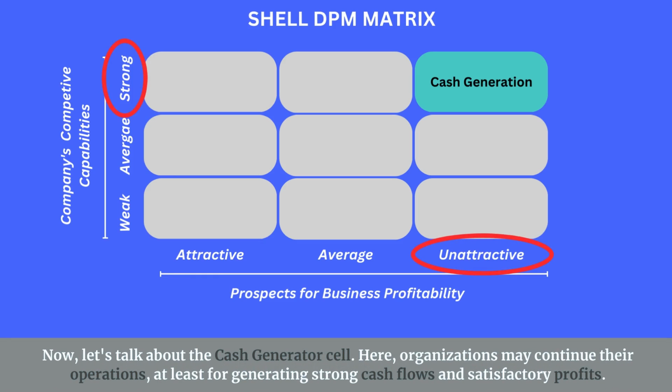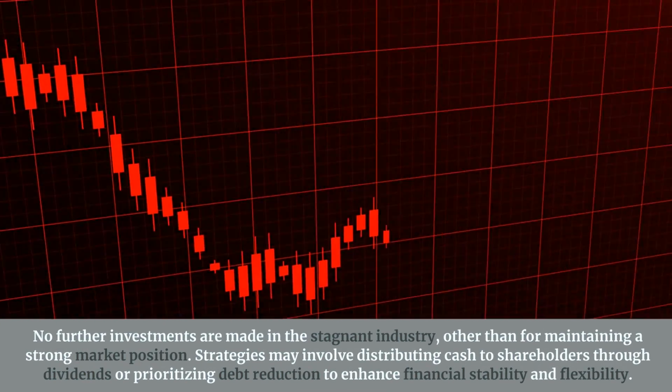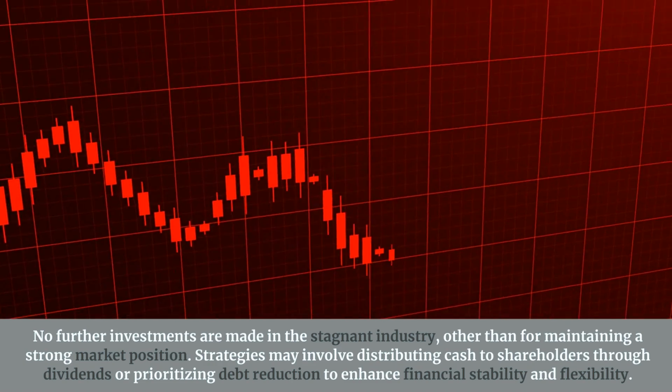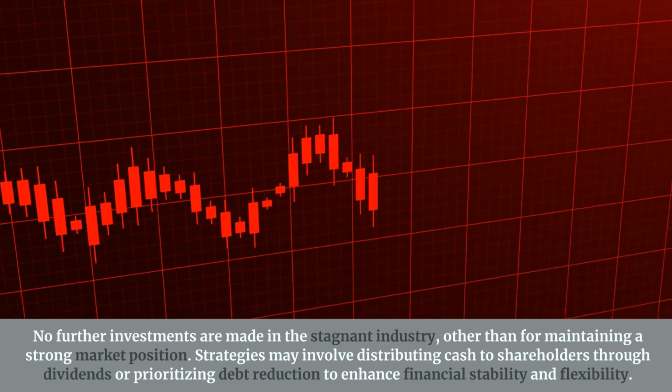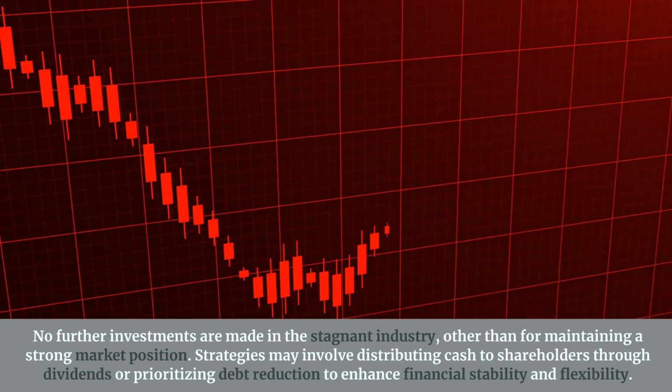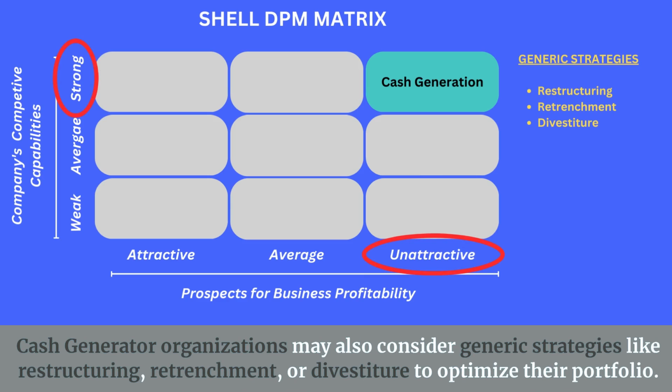Now, let's talk about the cash generator cell. Here, organizations may continue their operations, at least for generating strong cash flows and satisfactory profits. No further investments are made in the stagnant industry, other than for maintaining a strong market position. Strategies may involve distributing cash to shareholders through dividends or prioritizing debt reduction to enhance financial stability and flexibility. Cash generator organizations may also consider generic strategies like restructuring, retrenchment, or divestiture to optimize their portfolio.